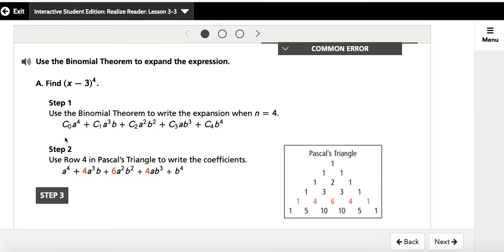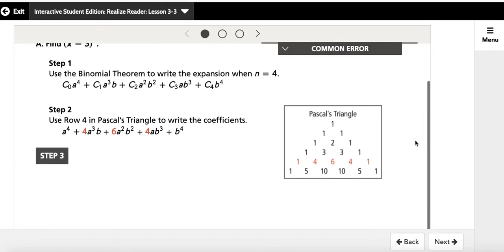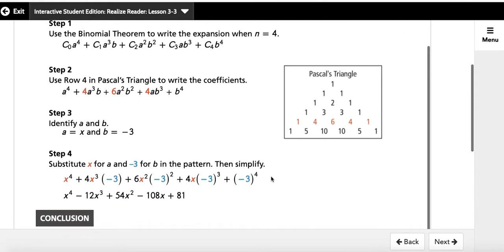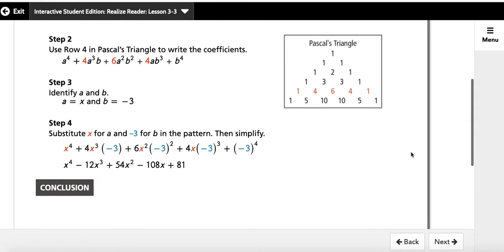There's the basic expansion. Then they substituted the Pascal's triangle numbers, the 1, 4, 6, 4, 1, because that's the 4th row, in for the coefficients. Now they need to identify what a and b are, which I already have. A is x, and b is negative 3, and then they're going to substitute them in for a and b. Sometimes it's cubed, squared, by itself. And when it's a negative number like this, you'll have to be aware of the coefficients changing into negative numbers.